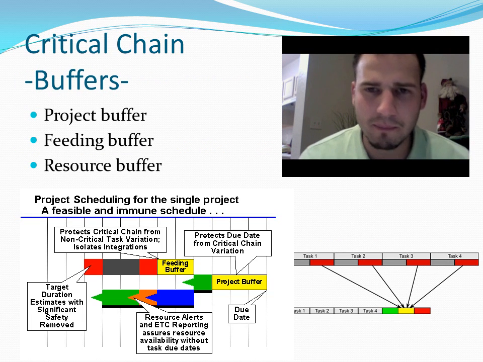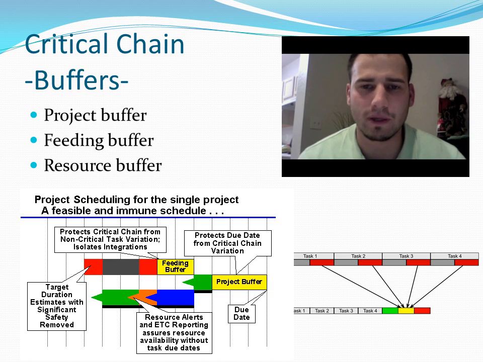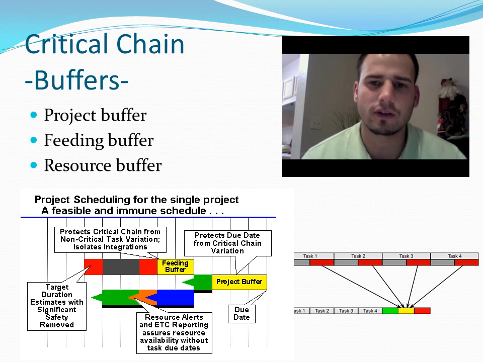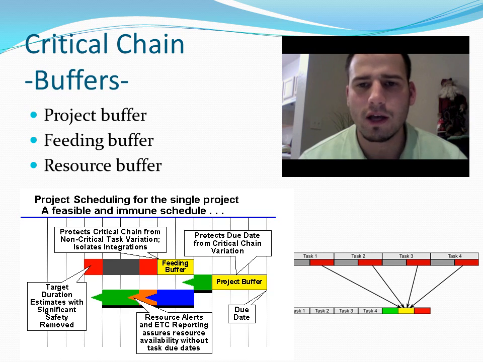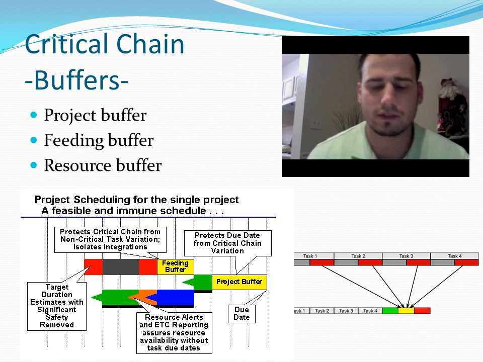The critical chain buffers are split into three. Like I said earlier, there's the project buffer, the feeding buffer, and the resource buffer. On the screen you'll see several pictures that show the buffer either in between tasks or at the end of the tasks.